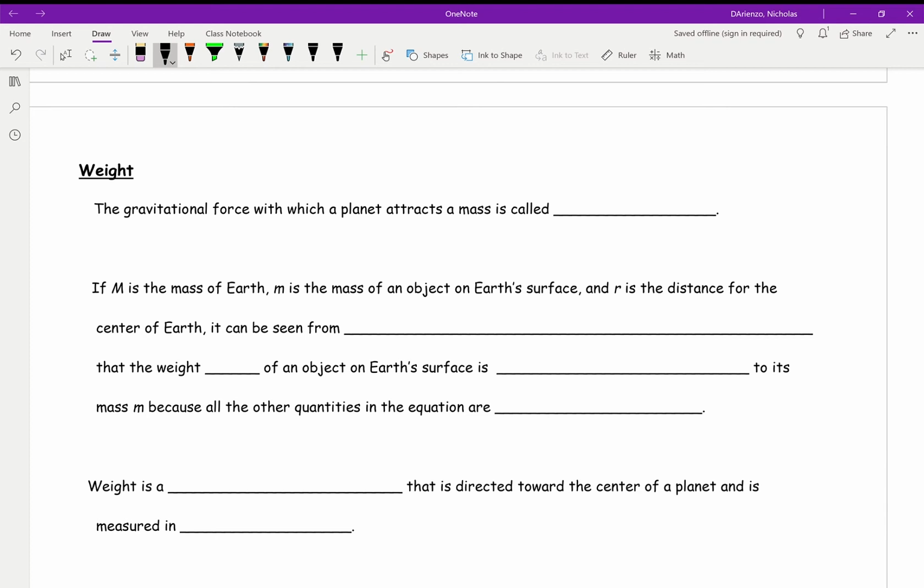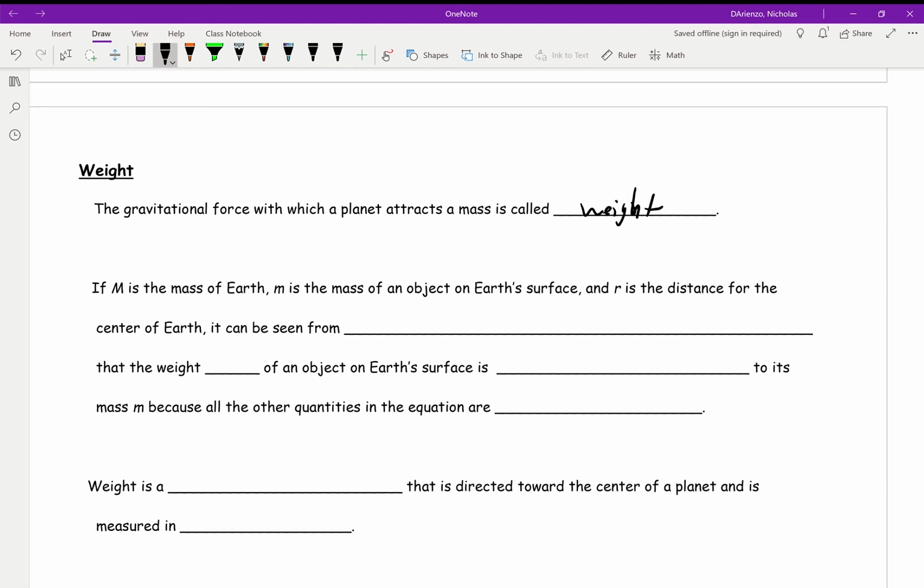So the gravitational force with which a planet attracts a mass, so it's a force attracting a mass. We're a mass, and we're on Earth, and gravity is attracting us towards the surface, and that's what our weight is. The force with which a planet attracts a mass.